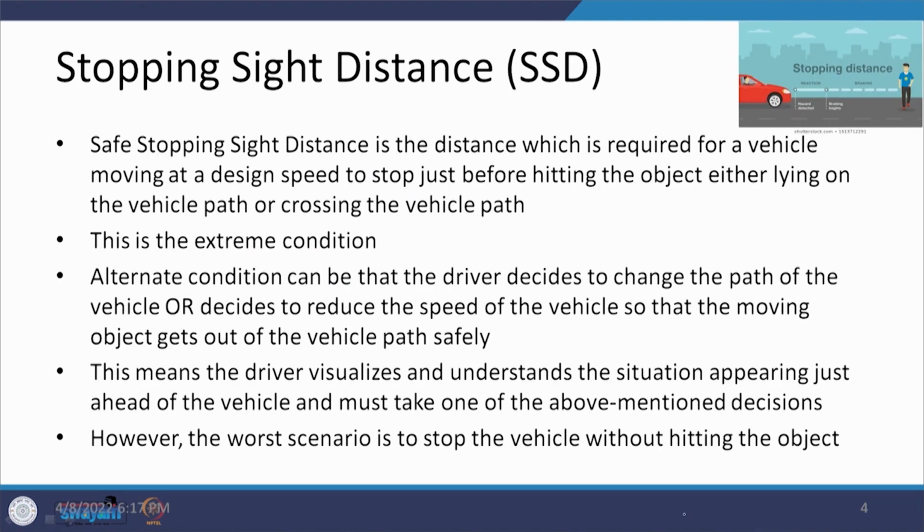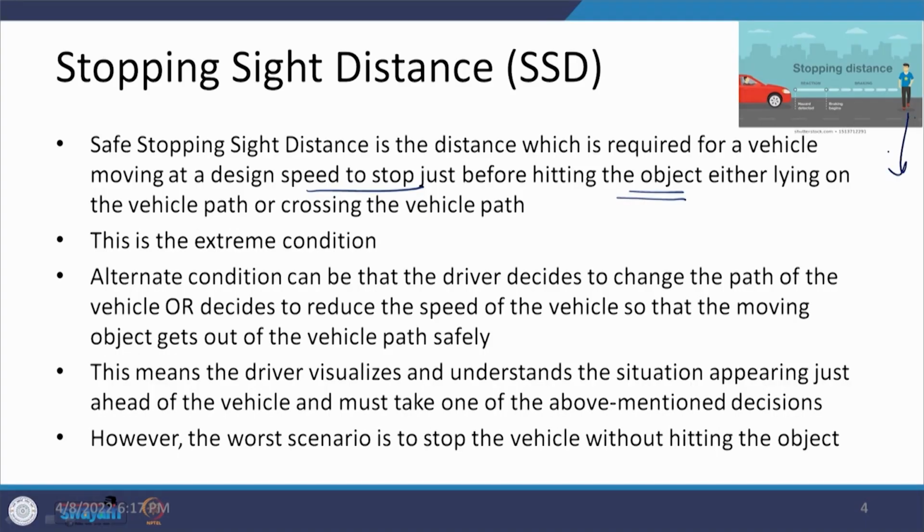The stopping side distance. Now, this is the distance which is going to be available ahead of a vehicle for a driver to see what is actually happening on the surface, on the road, or on that particular lane, and then to stop the vehicle just before hitting the object, which can be either a static object or an object which is dynamic in nature. That means this object may be simply lying at one location on that lane or it is moving there.